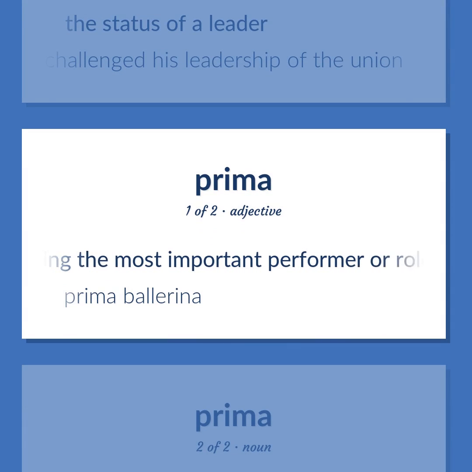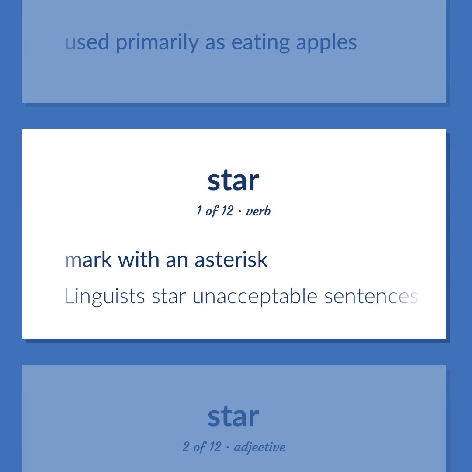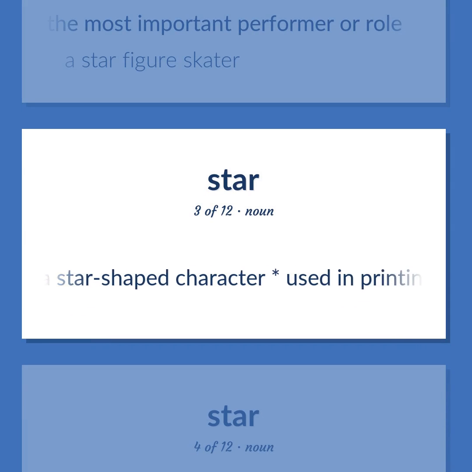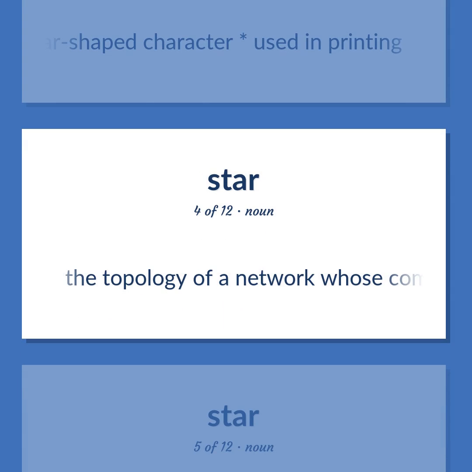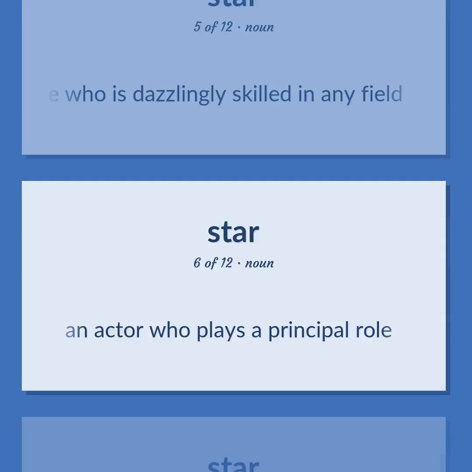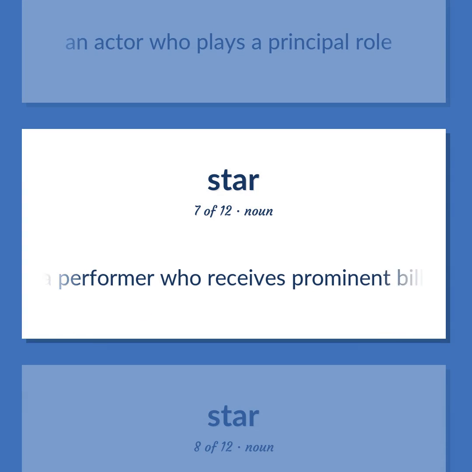Indicating the most important performer or role. Prima ballerina. Used primarily as eating apples. Mark with an asterisk. Linguist star unacceptable sentences. Indicating the most important performer or role. A star figure skater. A star-shaped character asterisk used in printing. The topology of a network whose components are connected to a hub. Someone who is dazzlingly skilled in any field. An actor who plays a principal role. A performer who receives prominent billing.